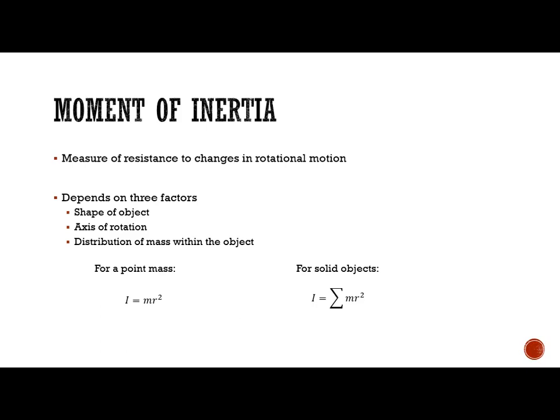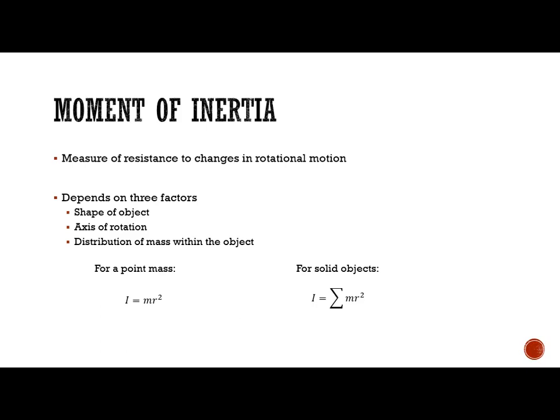The second of those factors is, where is the axis of rotation? Is it through the center of the object? Is it about one of the ends of the object? Is it somewhere else in the object? And the third thing is the distribution of mass within an object. Is the mass equally distributed throughout the object? Is all the mass on the outside? Is all the mass on the inside? Now if we have a point mass, the moment of inertia for a point mass is just its mass times r squared, where r is the distance between the mass and the axis of rotation.